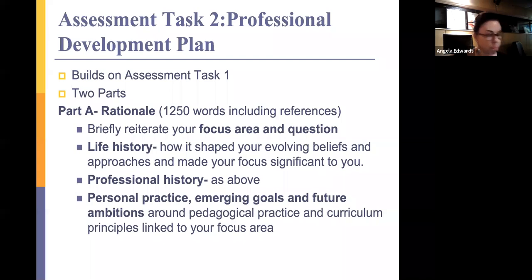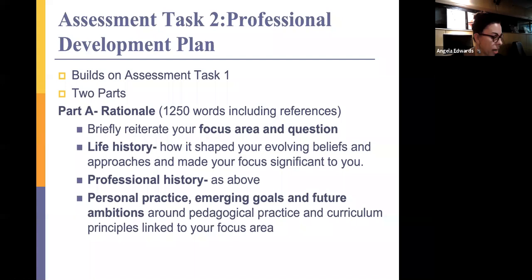So the assessment task basically builds on your essay. As I said, it's designed to be authentic and meaningful for your actual professional practice, either now, if you are teaching, or in the future. So you can think of it in both ways: as a teacher now, or possibly in the future, something that you may want to enact in some way.